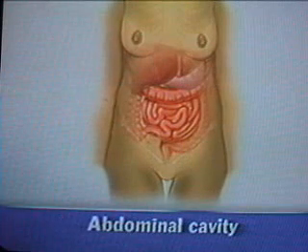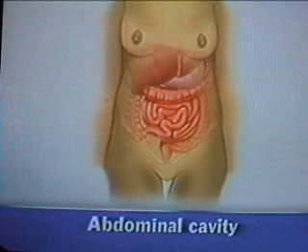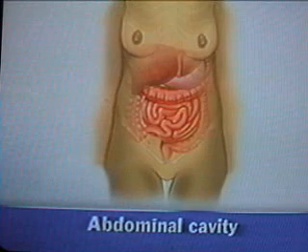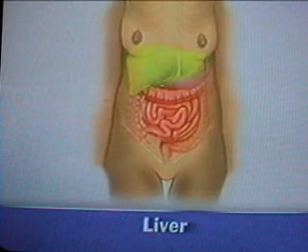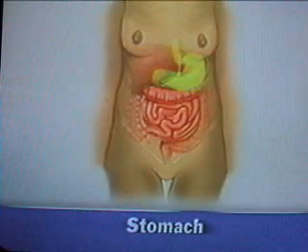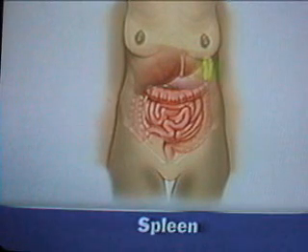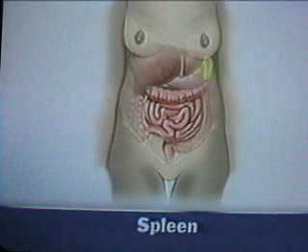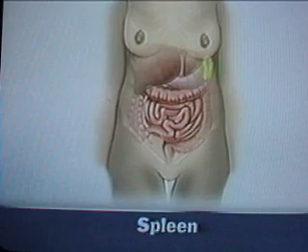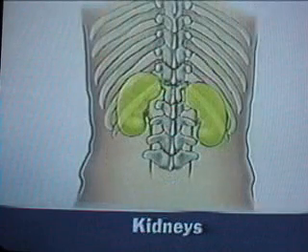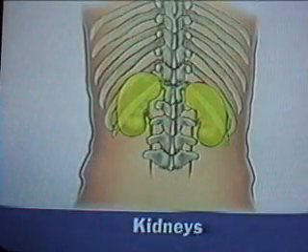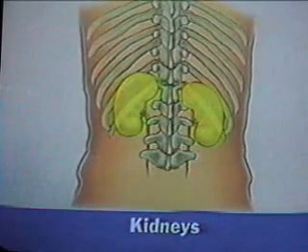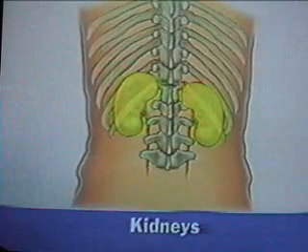The abdominal cavity extends up under the rib cage to the dome of the diaphragm. There lie much of the liver and stomach, and usually all of the spleen. The normal spleen is mostly posterior to the mid-axillary line. The kidneys lie posteriorly, partly protected by the ribs. The right kidney is slightly lower than the left.